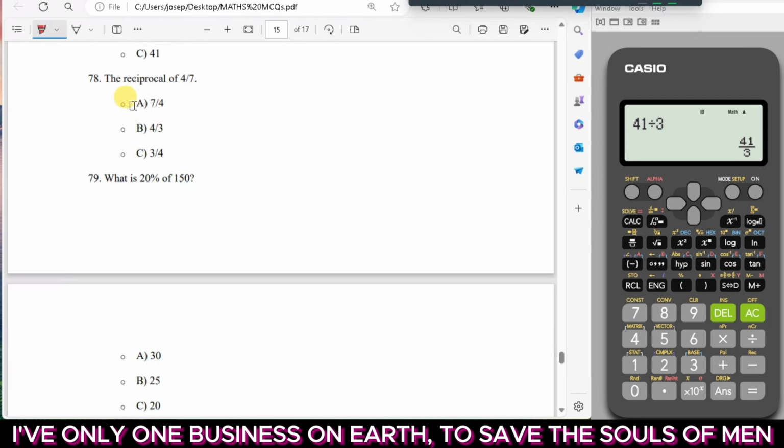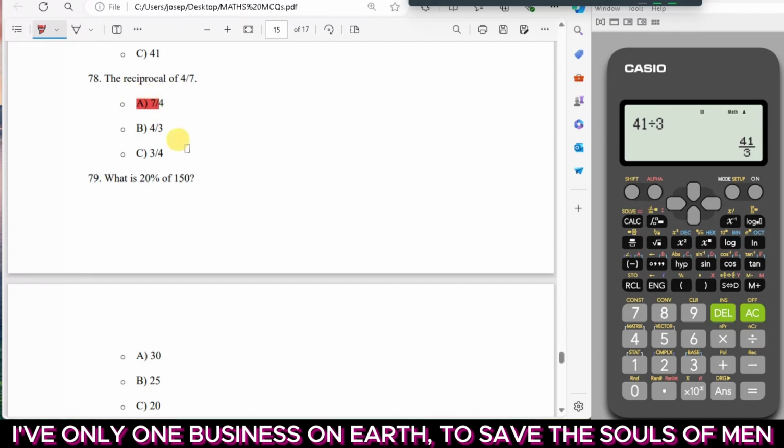The reciprocal of 4 over 7 is what? The reciprocal means you are bringing the denominator to the top and bringing the numerator to the bottom. The upper number is called the numerator and the lower number is called the denominator. So you capsize it. So it means our correct answer here is A.